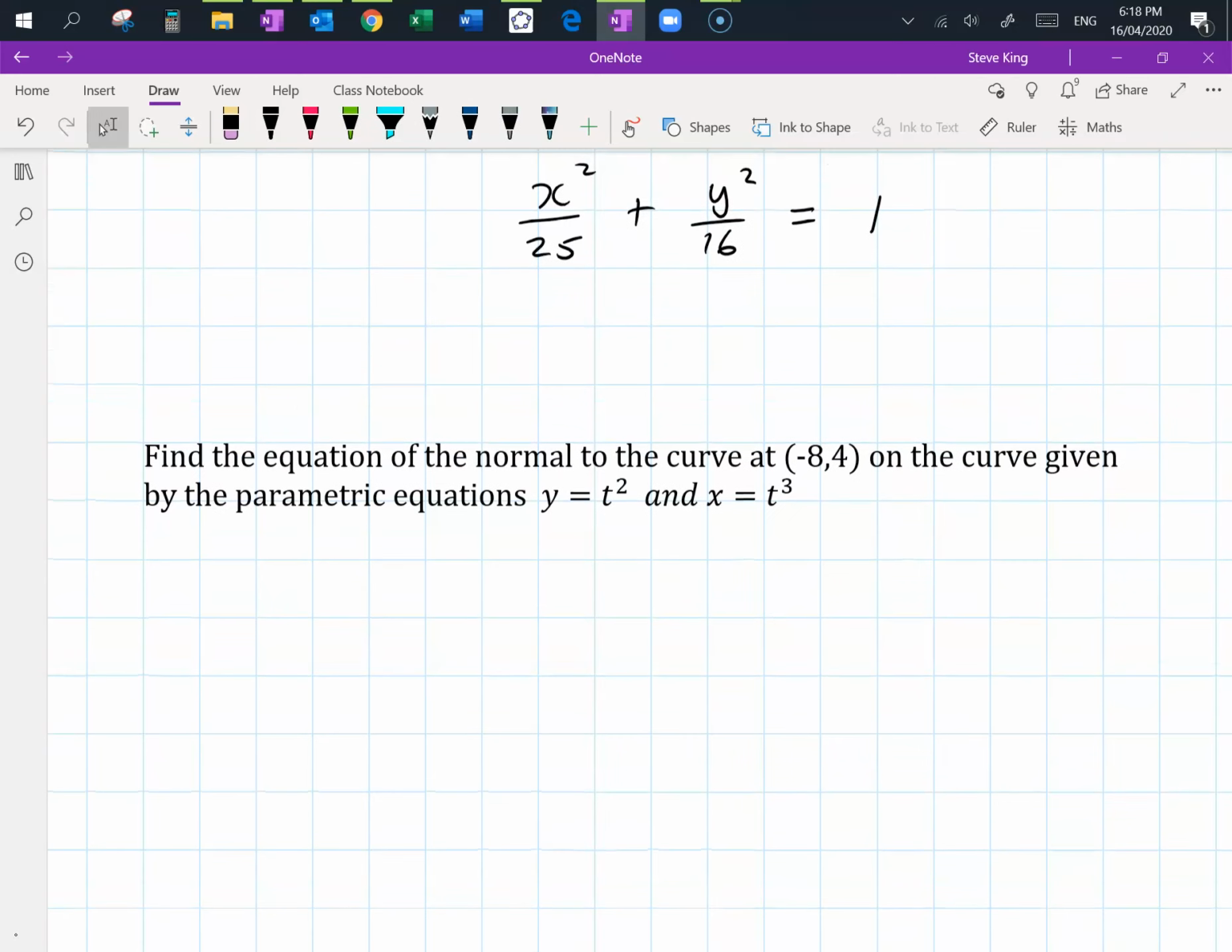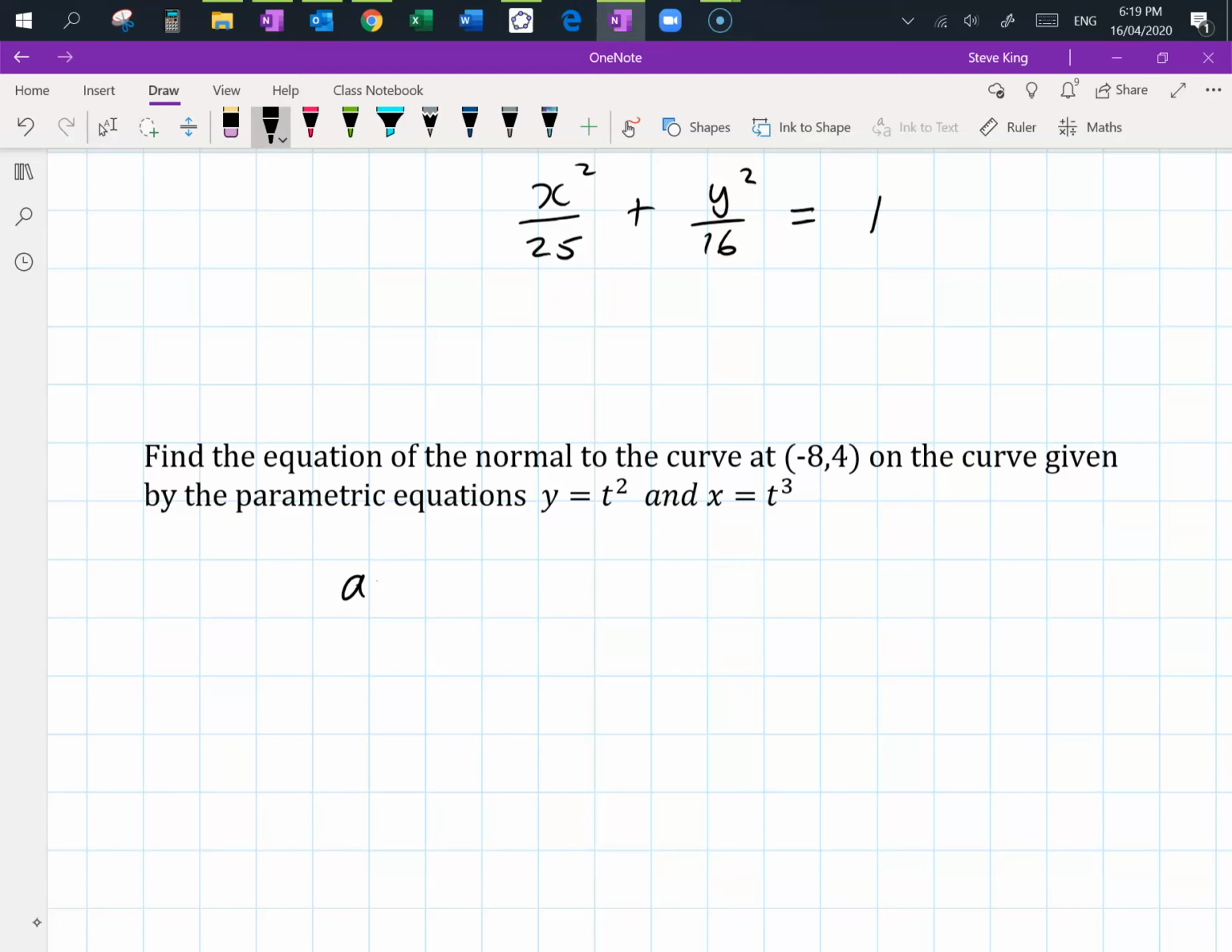Taking that further, we can obviously be expected to answer questions about normals and tangents to curves. So here we've got that y is equal to t squared, x is equal to t cubed, and they want to find the normal to the curve at the point minus 8, 4. If I want to find a normal, I need to know the tangent. And if I want the tangent, I need to get the derivative. So I need to find dy/dx.